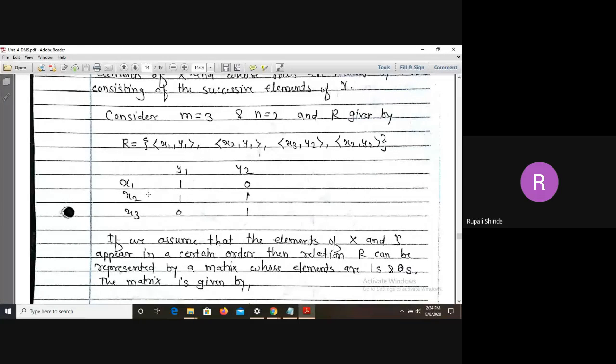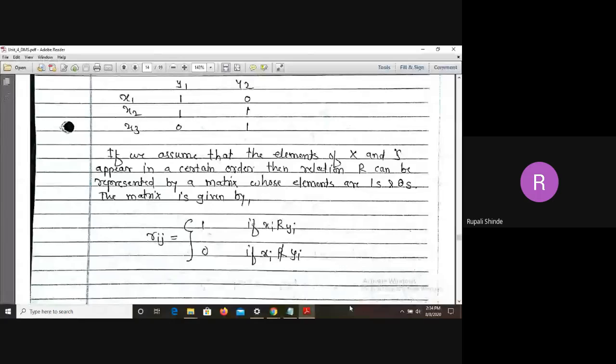Yes, ma'am. And that is again given here. We have to write 1 if the order pair xi comma yj is present in the given relation R, then only we write 1. If that order pair is not present in the given relation R, then we have to write 0.